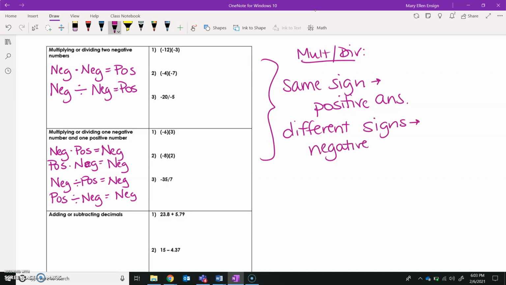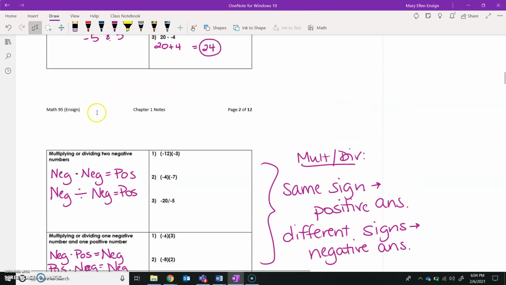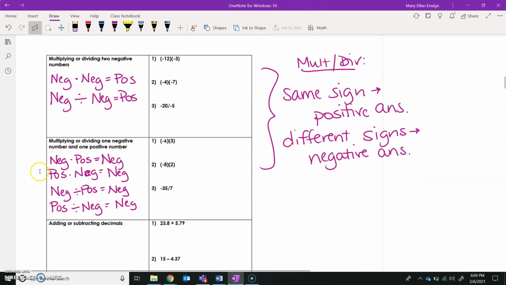Now again, this is just for multiplication and division. We saw up above that if we have a negative plus a negative, we get a negative, right? But this is different for multiplication and division. So I'm going to pause the video. You can go ahead and just try these 6, and then when you come back to it, you can check your answers.